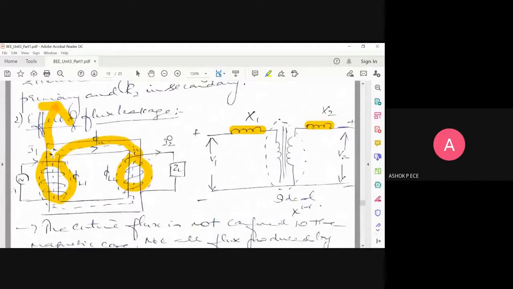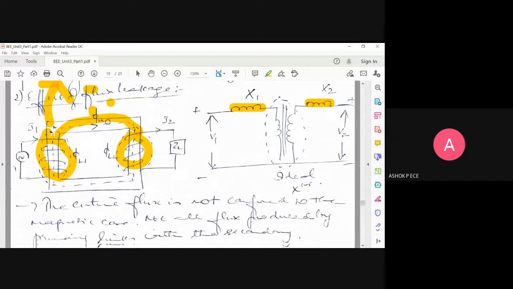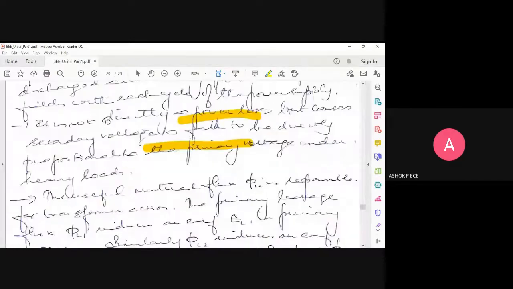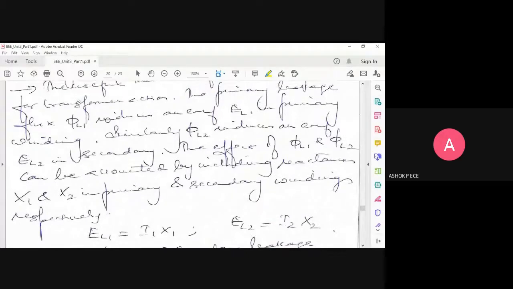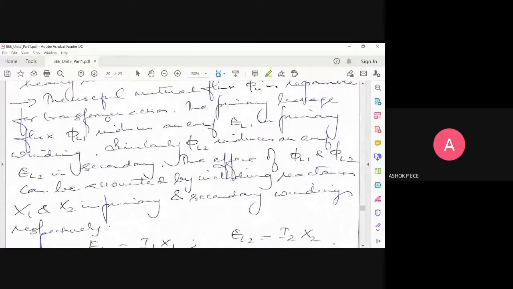Phi U is solely responsible for the coupling action in your device. Okay, so that is what is marked in the diagram also. So flux leakage, you cannot avoid it, you can only minimize it to some extent. So 100% ideal case cannot be achieved everywhere.